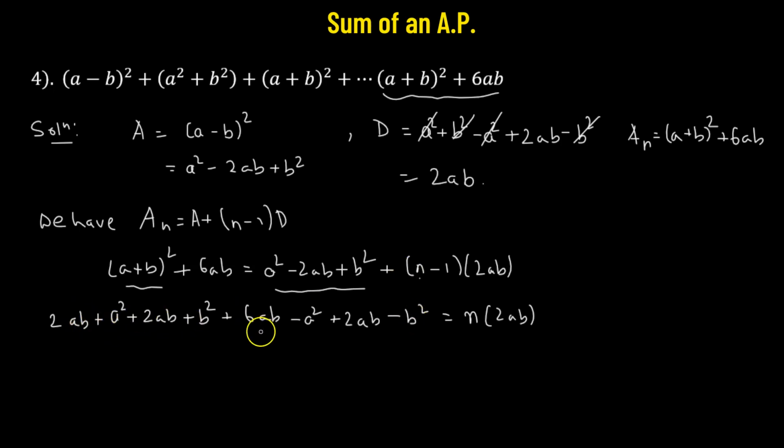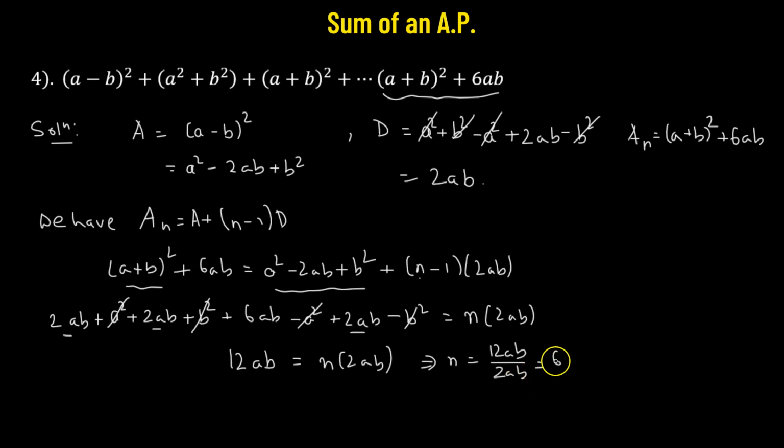So now let's further simplify this. So here we have a squared and negative a squared cancelling out, positive b squared and negative b squared cancelling out. So we are left with 2ab and 2ab. So that's 4ab. 4 plus 2, that's another 6. So 6 plus 6ab, that's going to be 12ab, which will be equal to n times 2ab. Solving for n, we have n equals 12ab divided by 2ab, or simply 6. So we have obtained our n value as 6.